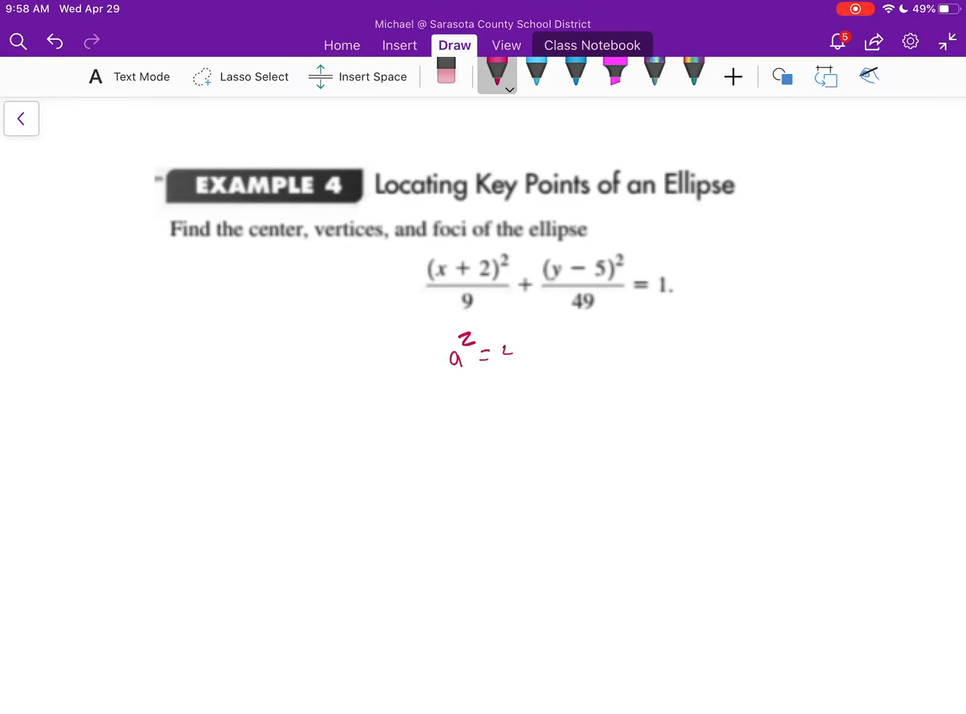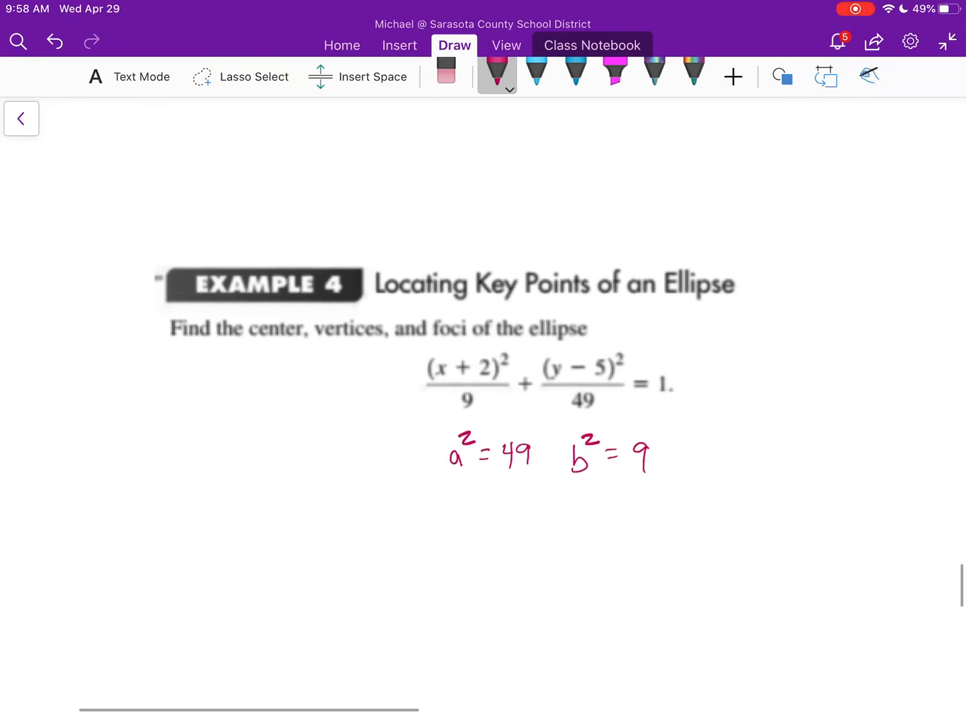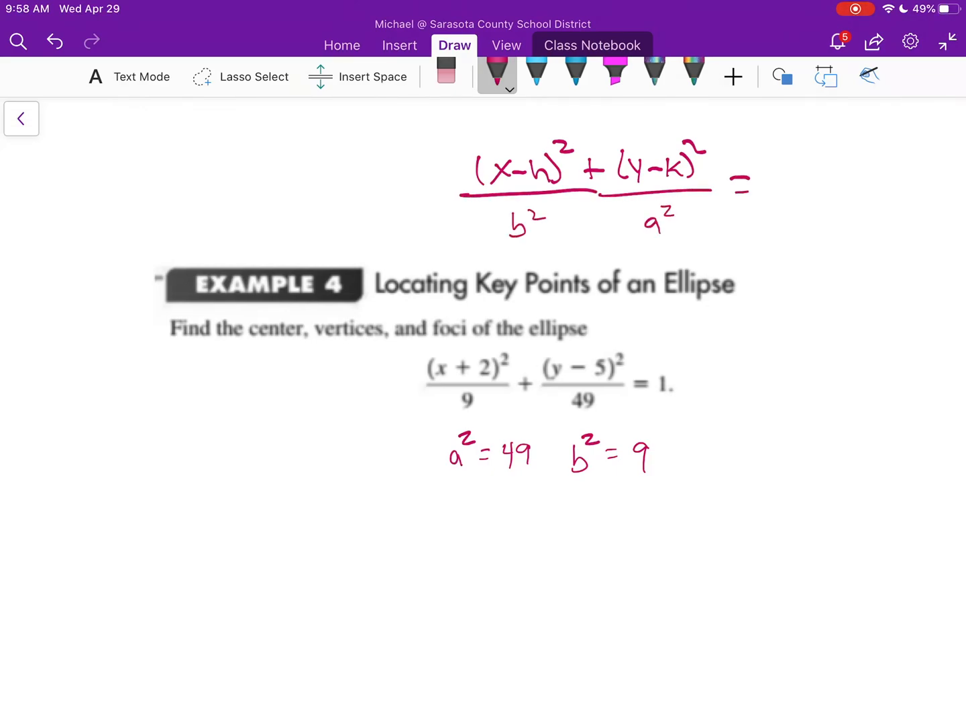So what that tells me is that a squared is equal to 49 and that b squared is equal to 9. And again, what we are referring to is that we have (x minus h) squared over b squared plus (y minus k) squared over a squared is set equal to 1. And again, the a is underneath the y squared because that means it's going to be on the major axis vertically. The reason I know that is because the larger number is underneath the y squared term.